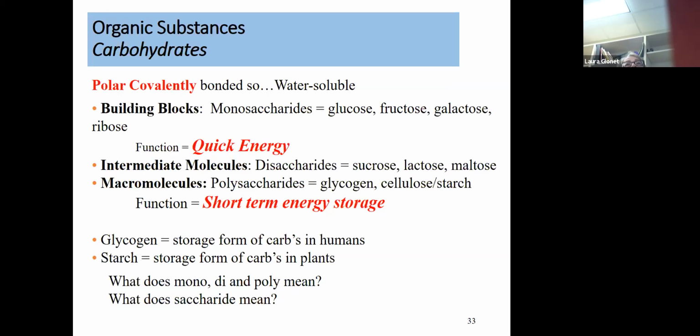Okay, so now we're going to talk about our 4 organic families of the body. And we're going to look at what their building blocks are, what their intermediate molecules are, if they have one, their macromolecules, what the primary bond type is, and what some functions are.